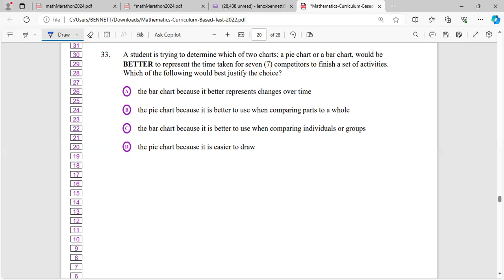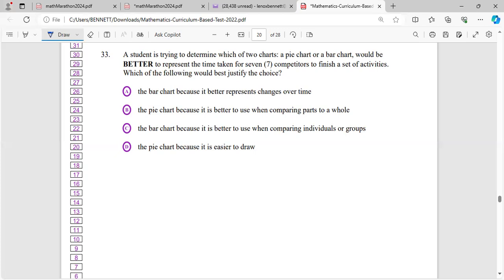A, bar chart because it better represents change over time. B, the pie chart because it is better to use when comparing parts to a whole. Or C, the bar chart because it's better to use when comparing individuals or groups. Or D, the pie chart because it is easier to draw. Everyone knows the pie chart is easy to draw.